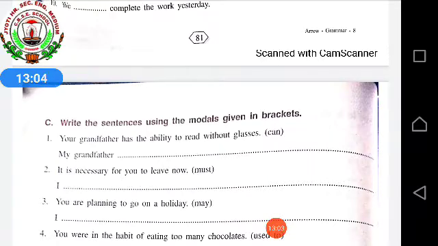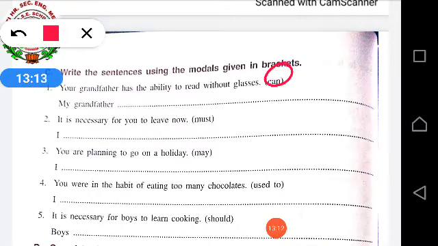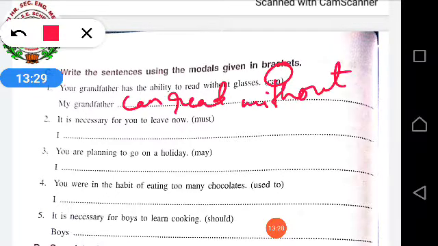So, like the first example, it is already given. See the first one. Your grandfather has the ability to read without glasses, and the modal that you have got over here is can. So already the starting of the sentence is given over here, beginning of the sentence, so we have to start with that. My grandfather can read without glasses. My grandfather can read without glasses.